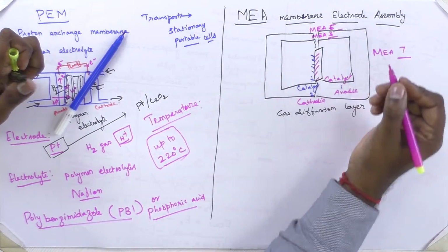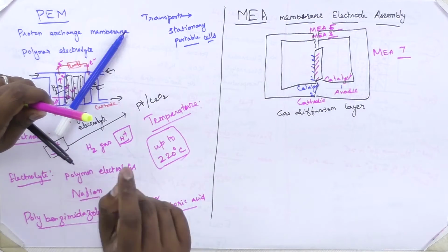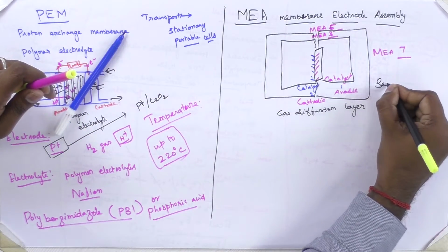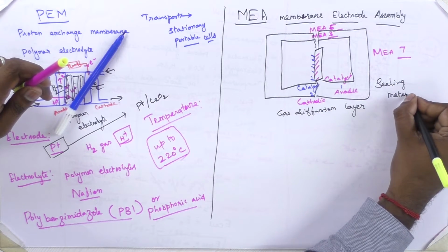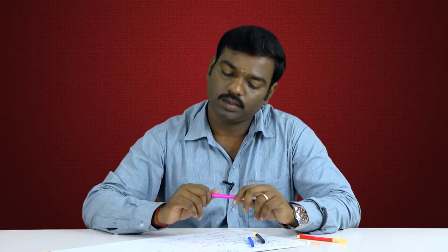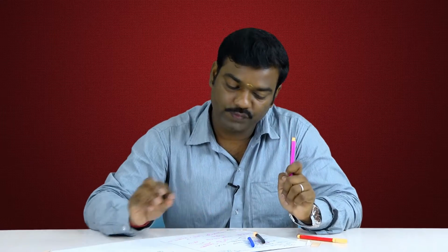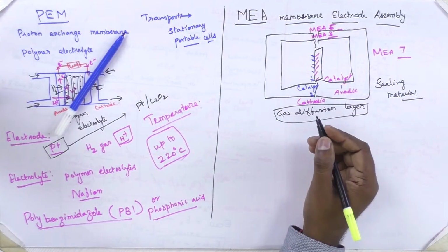So this numbering is nothing but those layers. How many layers are there? The 7th layer is the sealing layer, using some sealing materials to protect the environment of the MEA. By the usage of this MEA, we may find out where that diffusion is happening. So here this gas diffusion layer is the important thing.